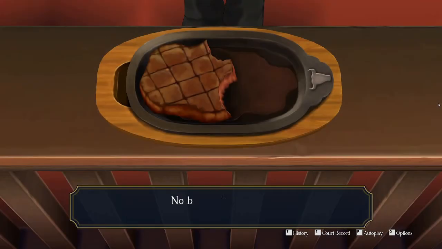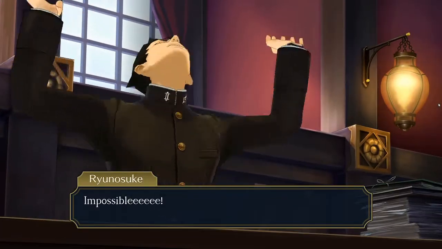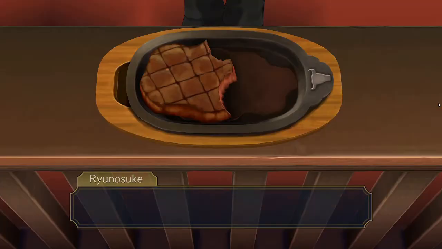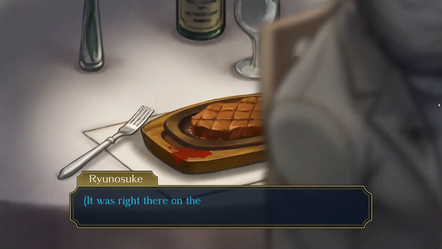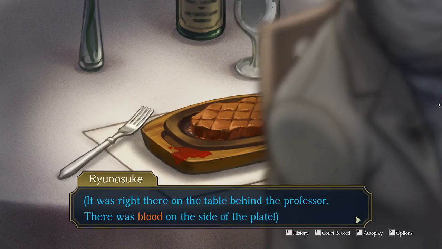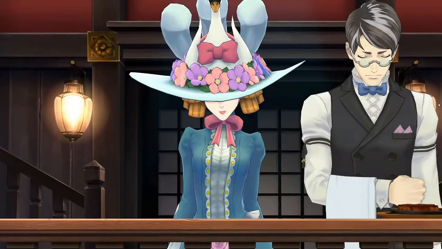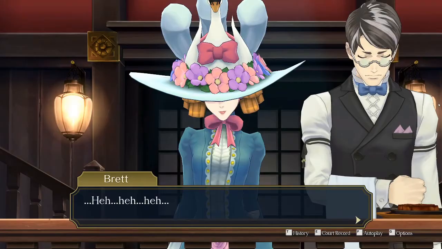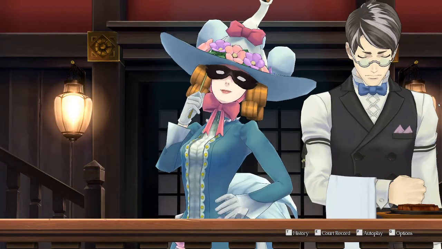No blood. No blood anywhere. But no, that's impossible. I'm sure of it. It was right there on the table behind the professor. There was blood on the side of the plate. What an unbecoming expression, little boy.